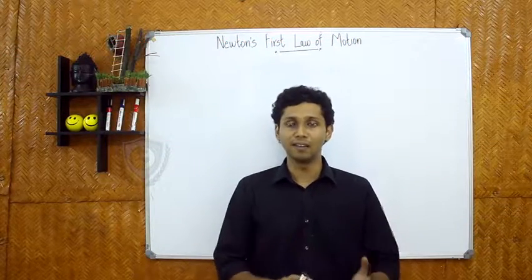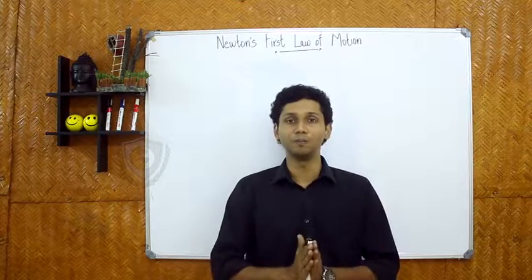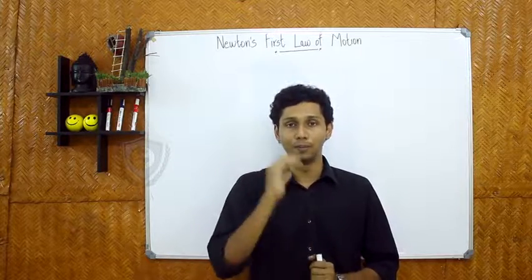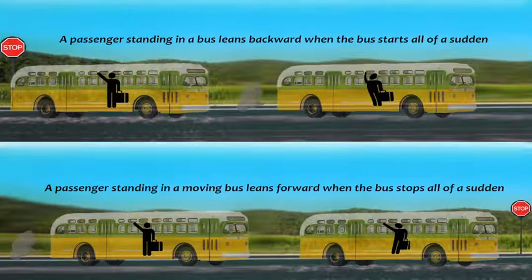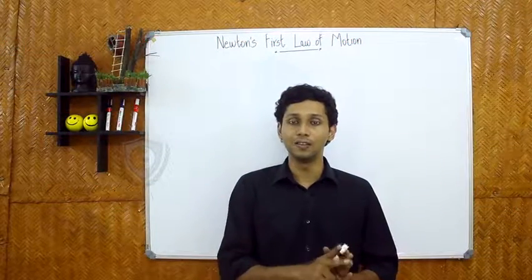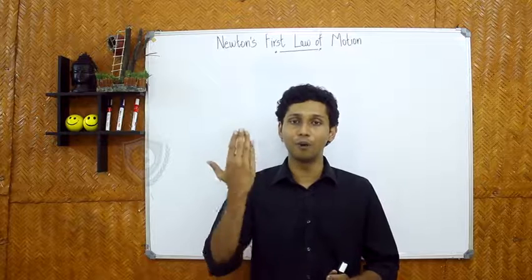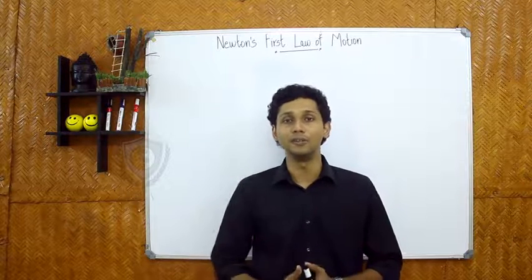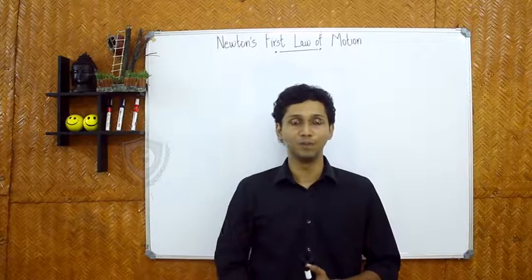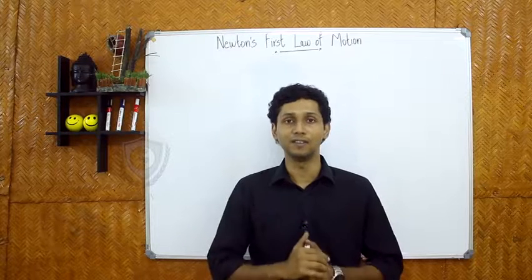We will consider another example from the same scenario. This time, consider a bus which is in motion, moving with a particular velocity. Now, when the driver applies the brakes suddenly, you can see that the passengers may tend to fall forward. So we have just discussed two different cases: the first where the passengers were falling backward, and the second where the passengers were falling forward.